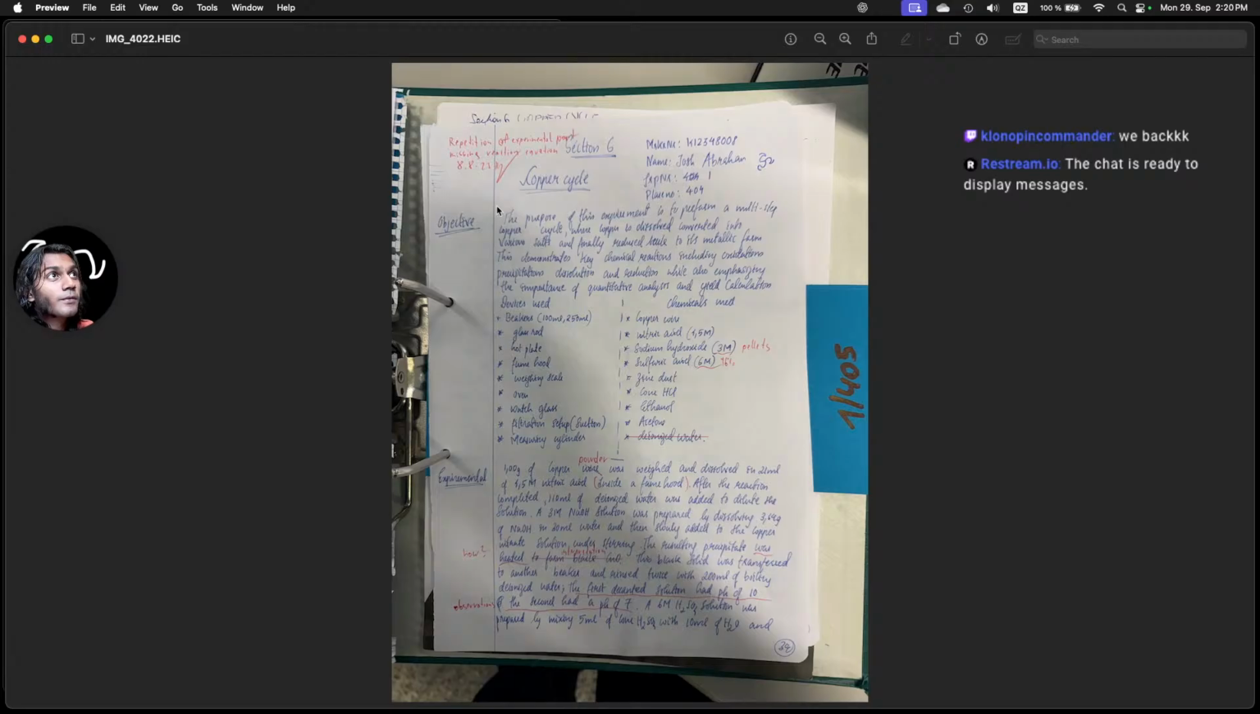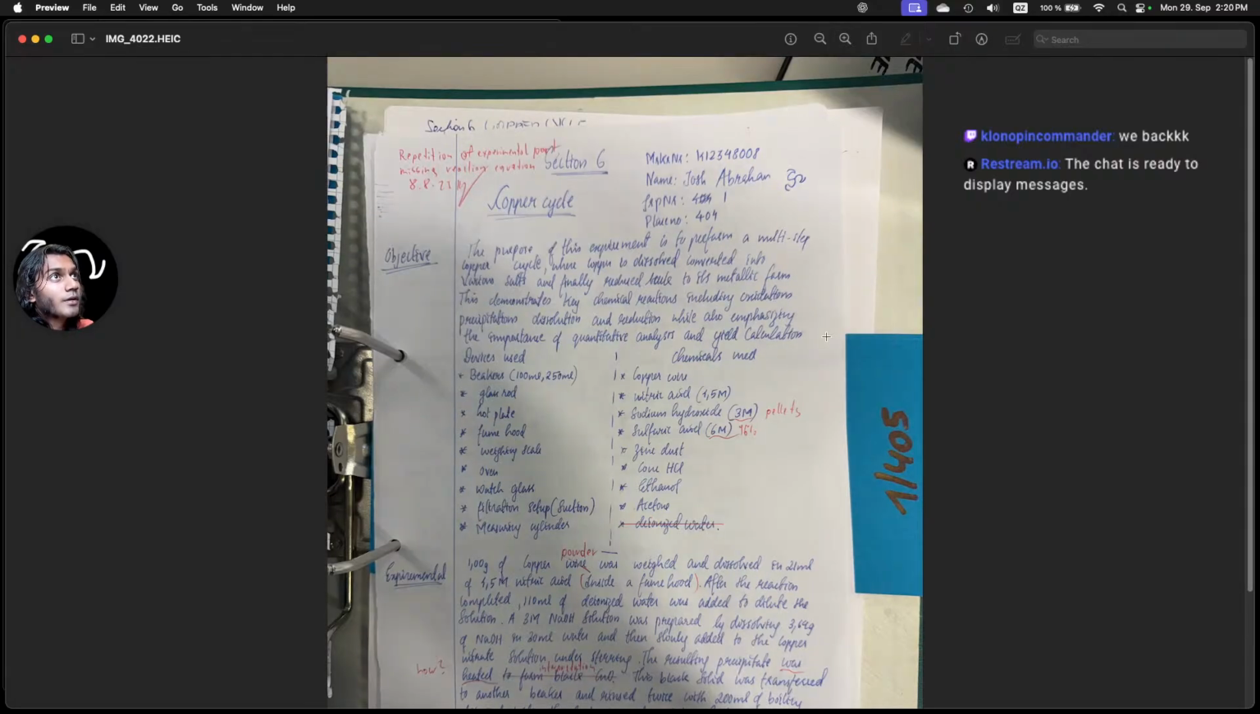The purpose of the experiment is to perform a multi-step copper cycle where copper is dissolved, converted into various salts, and finally reduced back to its metallic form. This demonstrates key reactions including oxidation, precipitation, dissolution, and reduction, while also emphasizing the importance of quantitative analysis and yield calculation. Devices used: beaker. Chemicals used: copper.